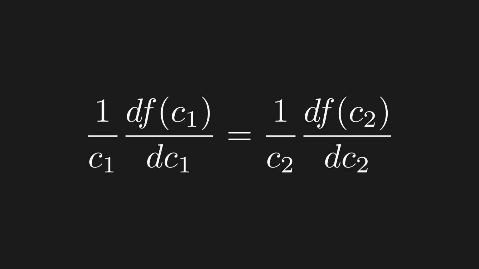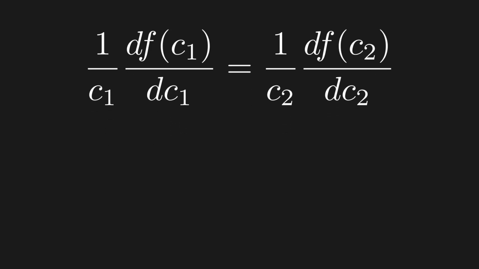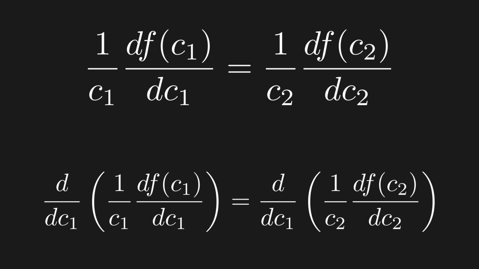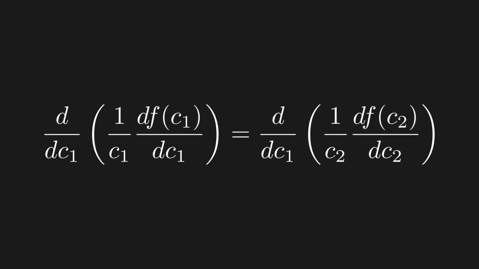Now, isn't this sort of a funny relation? On the left, we have all independent variables C1, and on the right, we have all C2, another independent variable. To see what this implies, let's take a derivative with respect to C1 on both sides. Let's now think about what the right-hand side derivative is asking. It says that we should vary C1 and see how much the value in the parentheses correspondingly changes.